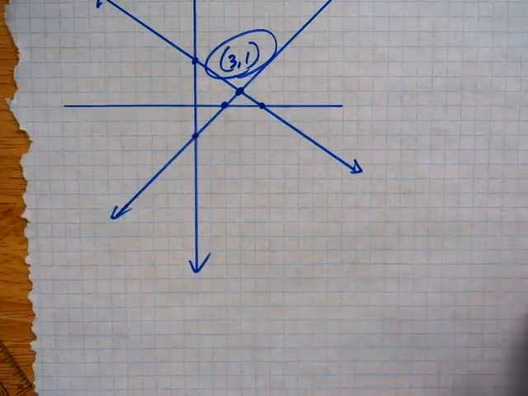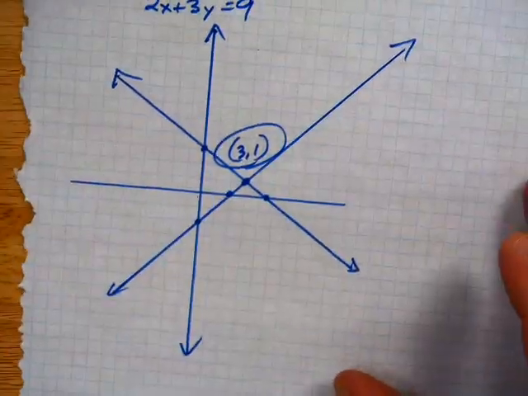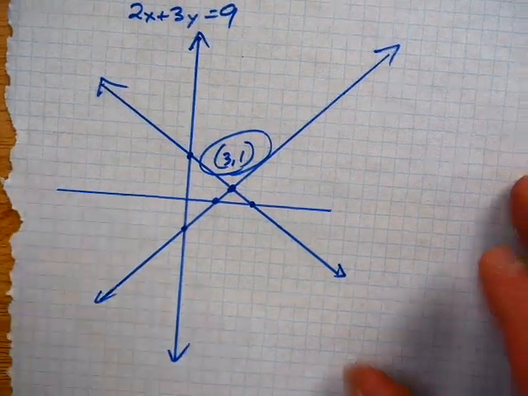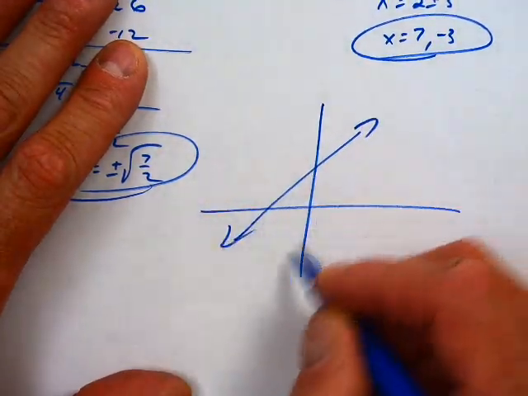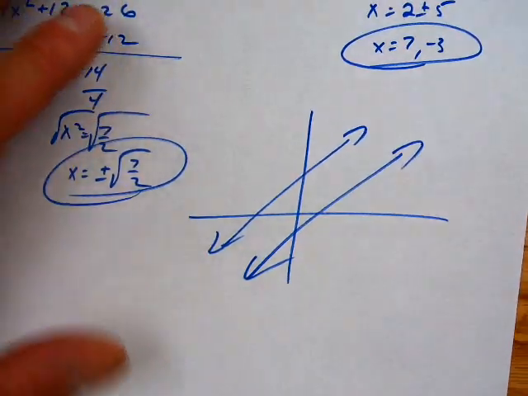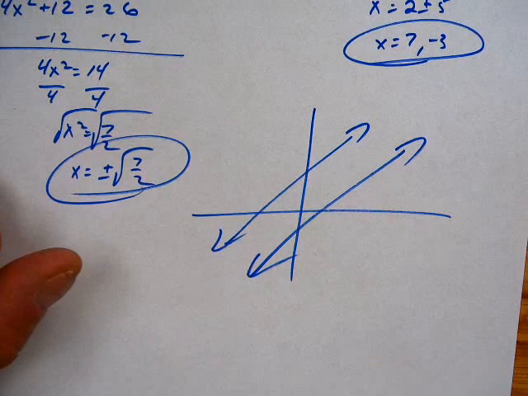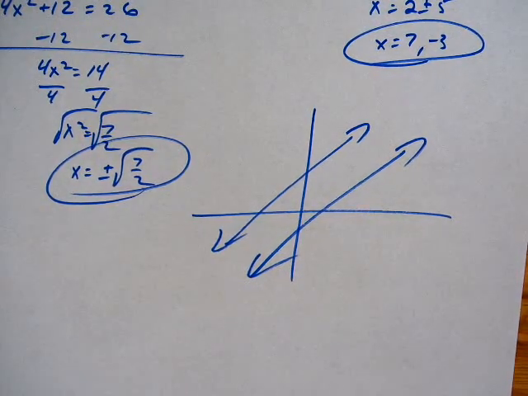Now we've got to graph this next one. What's my x-intercept? 4.5. Uno, dos, tres, cuatro. 4.5. And y-intercept positive 3. Okay, so there's infinitely many points on the first line, there's infinitely many points on the second line. Where are we going to find the points that work on both of them? Where they intersect. Right here, this is (3, 1). There's my point of intersection.